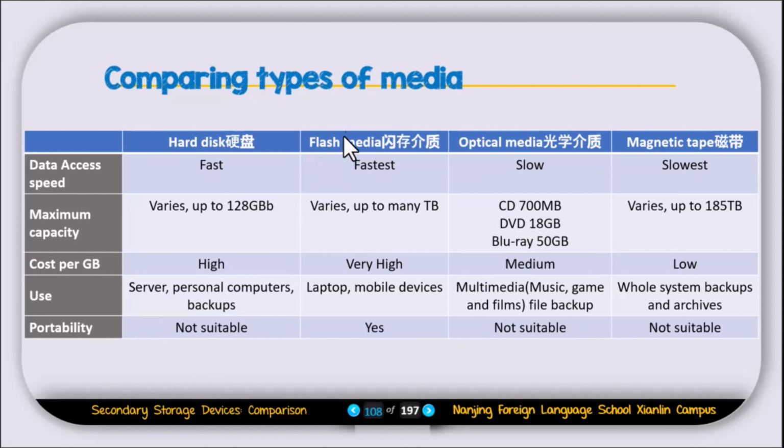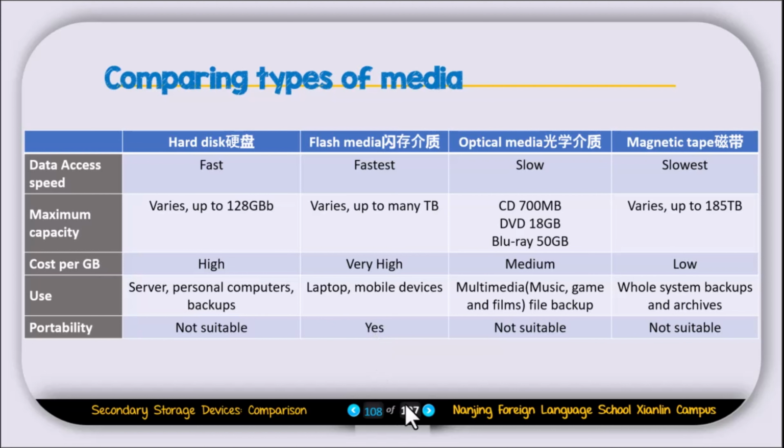Next type of storage media is called the flash media. The data access speed is fastest one. Okay, so what about the capacity? So it's up to many TBs, terabytes. Okay, cost per GB very high. These days it is low, it's not very high. Flash media is used in the laptop and mobile phones. Portability, yes, we can use it as a portable media because it does not have any moving part.